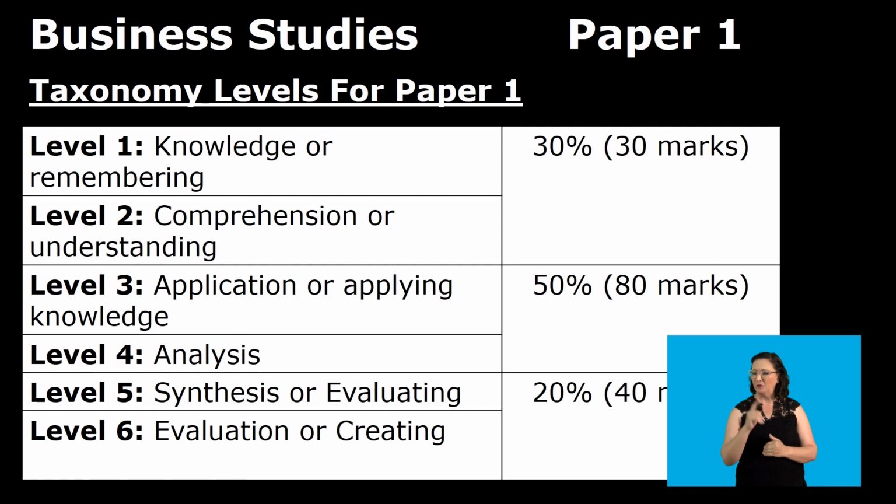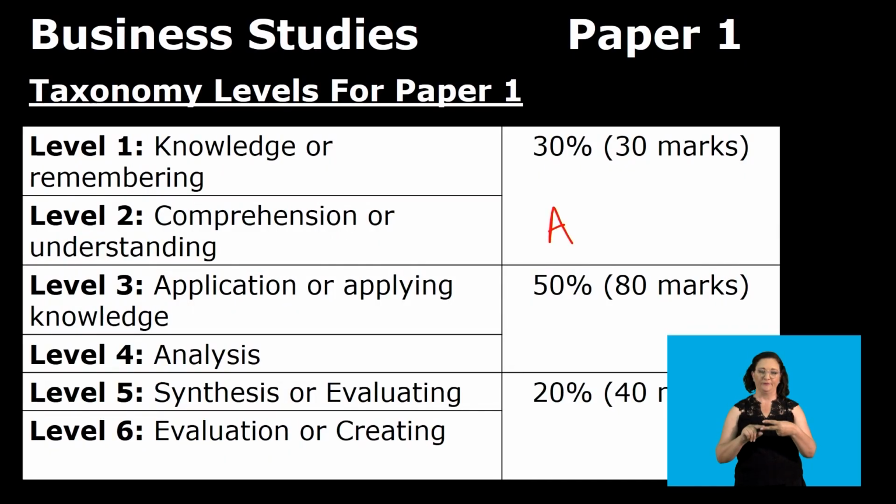We've got 6 taxonomy levels here. Right, level 1, it consists of the knowledge or remembering. Level 2 is comprehension or understanding. So this is mostly found in what? In our section A, whereby you answer everything in section A. These are objective questions. Therefore, you can't give us 2 answers here.